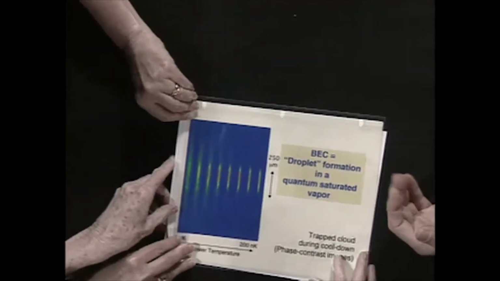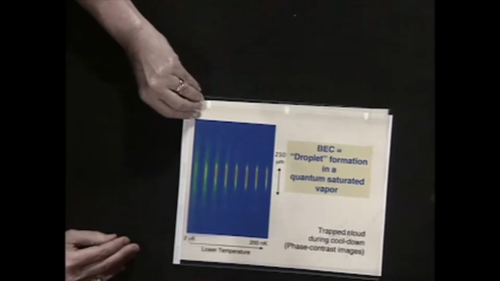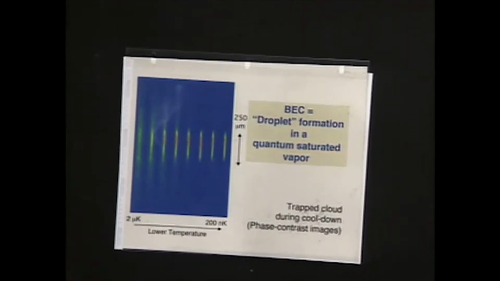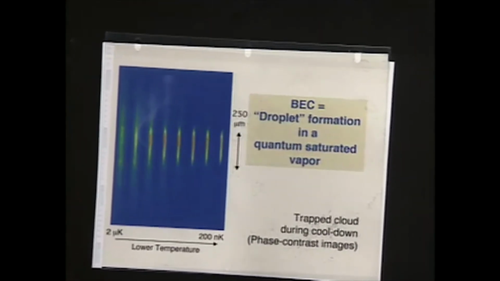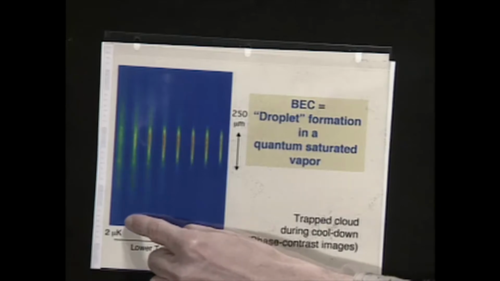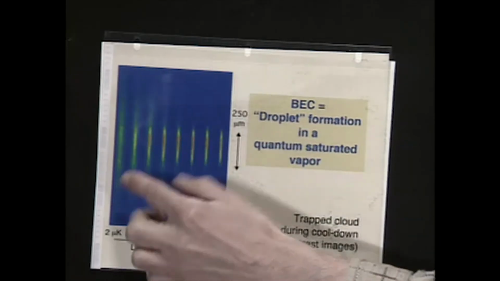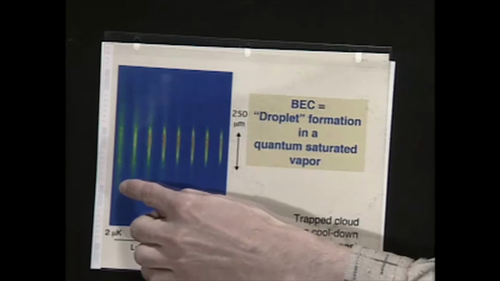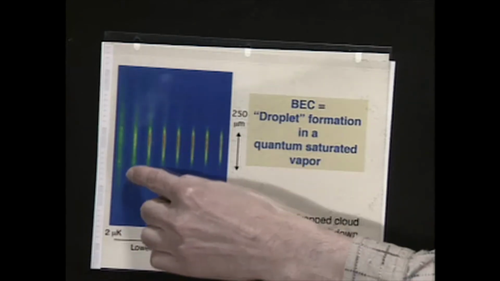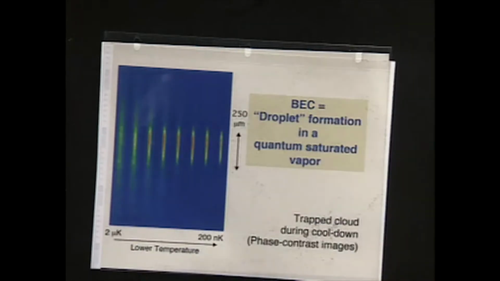I said condensation is droplet formation. This is what we associate in everyday life, but it is a weird droplet in a weird vapor, and the weirdness is the quantum weirdness. But I mean, these are real data. What it depicts is false color coding. Green means low density, red means high density. But what you see is this elongated gaseous cloud, and it's elongated because our magnetic container is cylindrically shaped.